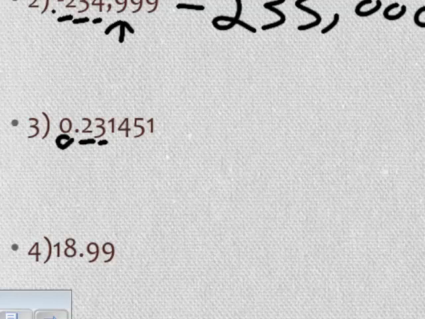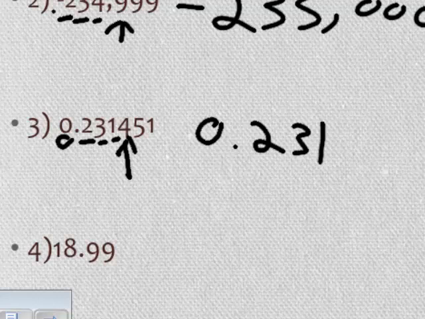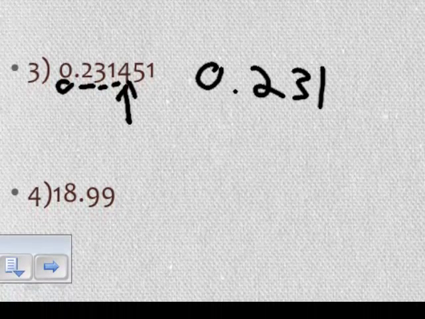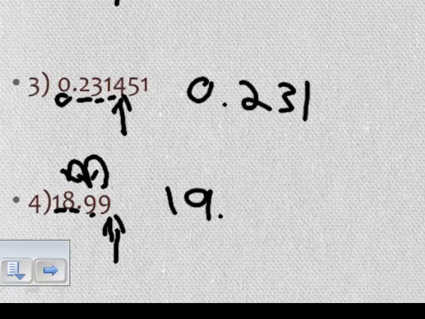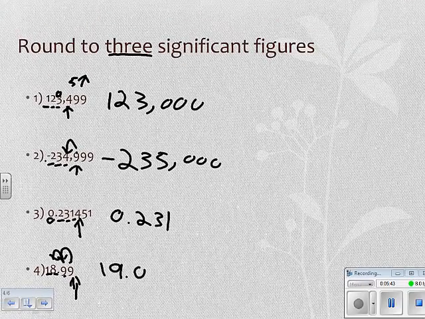Then you have 2, 3, 1. Look at the next number. That's a 4. 4 is less than 5, so this 1 stays the same. So it just is 0.231. And the last one. 1, 2, 3 non-zeros. Look at the next one. That's a 9. 9 is greater than 5. My board is out of calibration. So that 9 will bump that up to a 10, which would then bump that up to a 9. So this turns into 19.0. If you're having trouble with rounding, get with your teacher. They'll fix you up real quickly.